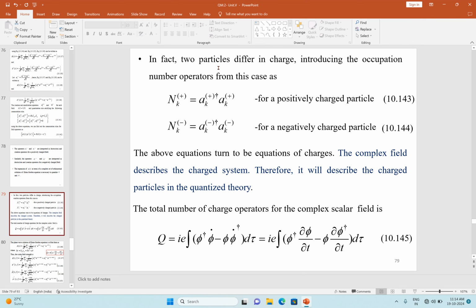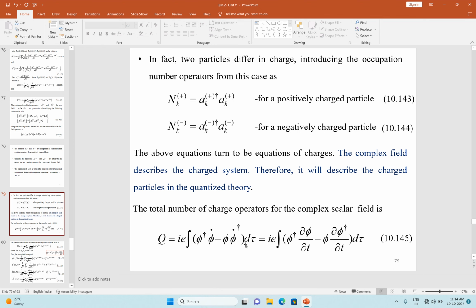Now, the two particles differ in charge, so we introduce the occupation number operators for this case. As I said just now, we are going to use only number operators: n_k plus, which is nothing but a plus dagger a plus, for a positively charged particle, and a_k minus dagger a_k minus for a negatively charged particle. Both equations turn out to be equations of charges. The complex field describes the charge system. Therefore, it will describe the charged particles in the quantized theory. Now, the expression for the total number of charged particles.